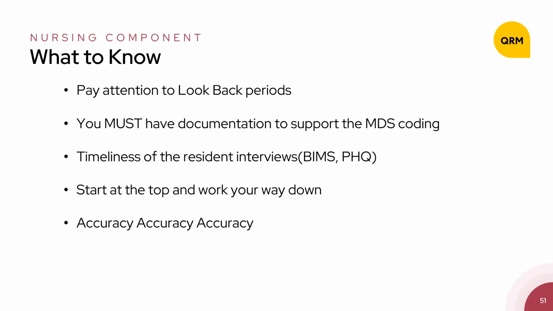Timeliness of resident interviews. This comes up again and again and again. Your BIMs and your PHQs have to be done on time and documented that they were done on time. This is an easy, low-hanging fruit for your Medicare payers, your Medicare-like payers, and now your Medicaid payers to be able to take that money back because it wasn't done on time. So you want to make sure that you understand what the RAI manual says when these interviews have to be done and that you're doing them timely.